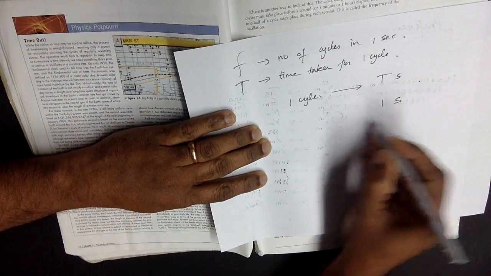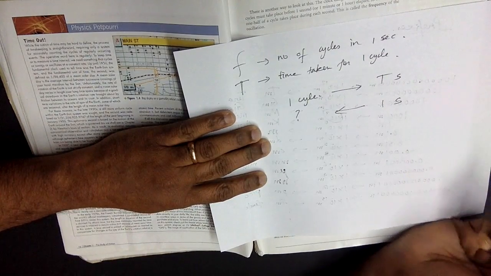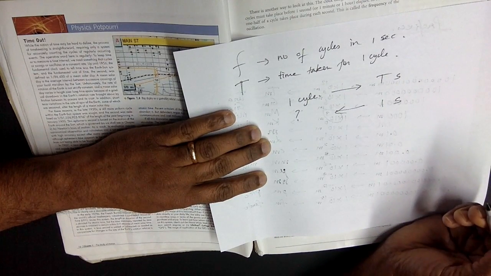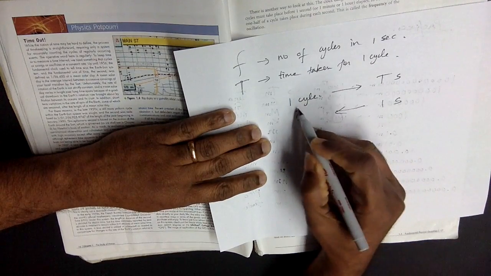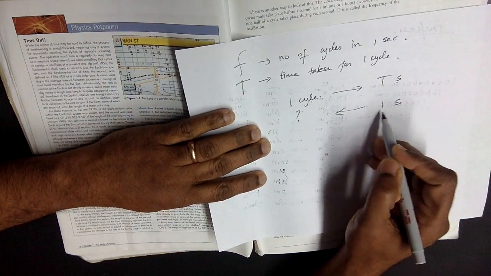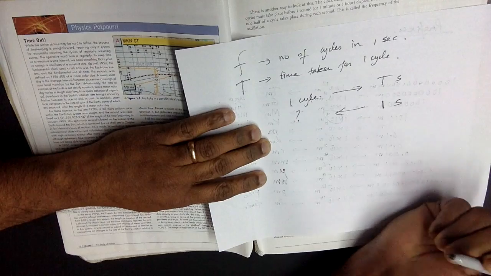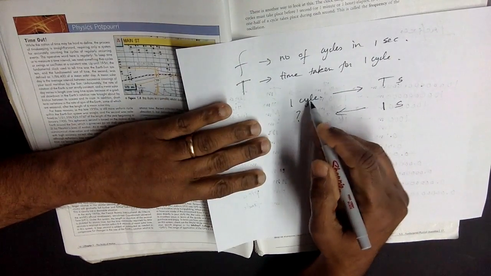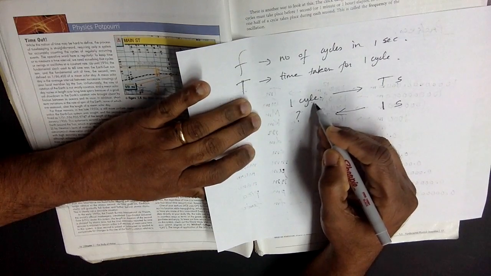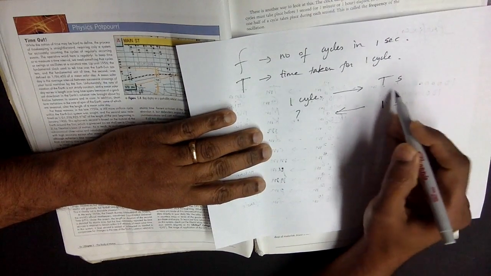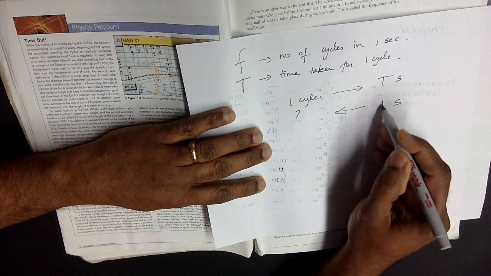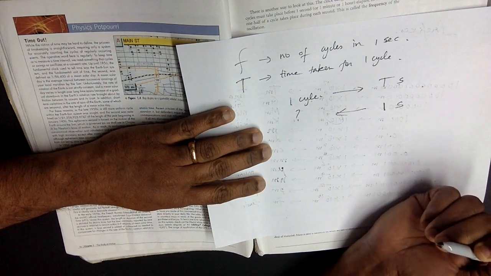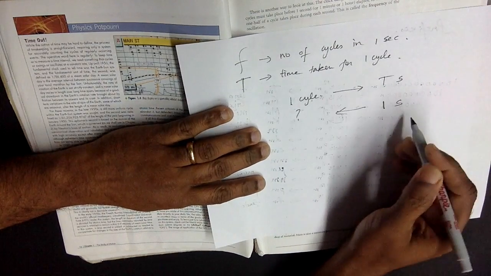So in 1 second, how many cycles? Did you guess it right? 1 cycle is T seconds. So in 1 second, how many cycles can you get? You can replace the word cycle with vibrations, revolutions, rotations, anything. So in T seconds you have 1 cycle. In 1 second you have how many cycles? Seems a little difficult to calculate.